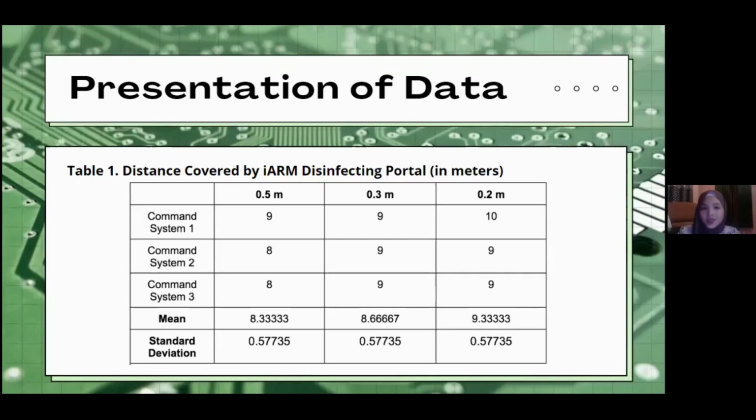Hi, I will be discussing the results of the iArm disinfecting portal test. Table 1.1 showed that with distances of 0.5 meters, 0.3 meters, and 0.2 meters, the mean values of the people disinfected are 8.3333, 8.6667, and 9.3333, respectively. The standard deviation for the distances mentioned are all 0.57735. The distance of 0.2 meters has the highest mean value, hence it has the most number of samples disinfected.